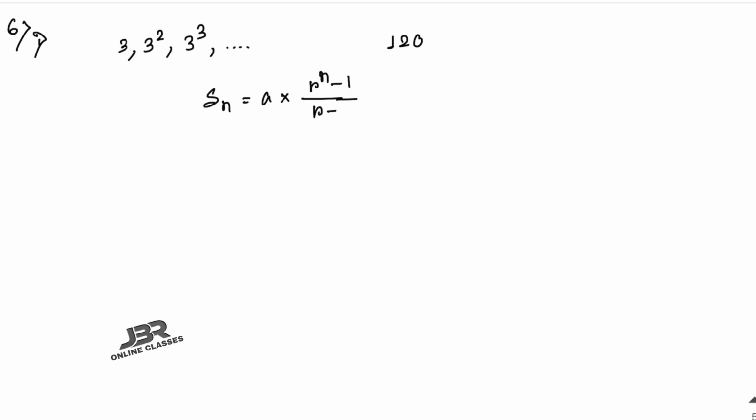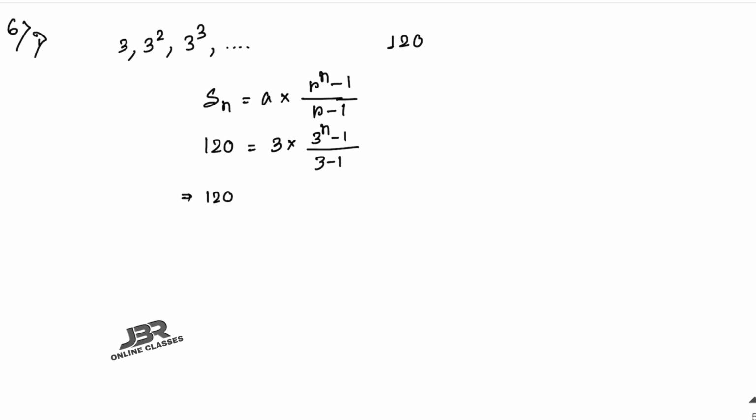Now next sum number 6. In sum number 6, the first one, how many terms of the sequence 3, 3 square, 3 cube, dot dot dot are needed to give the sum 120? You have to find out how many terms. So here Sn equal to A into r to the power n minus 1 by r minus 1. Sn equal to 120, A equal to 3, r to the power n, that means 3 to the power n minus 1, over 3 minus 1.